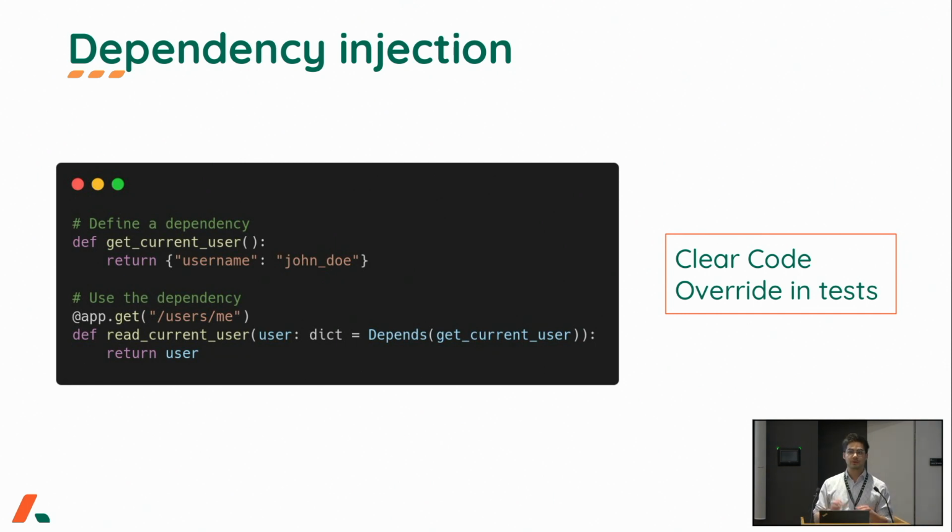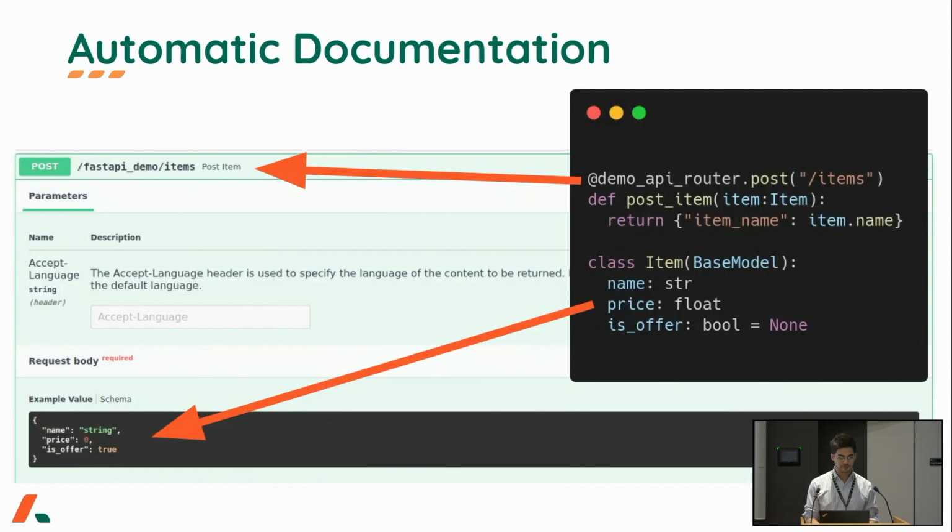So you can simply override the getCurrentUser, and since the function is injected into all your other routes, you'll be able to continue your test without the authentication.